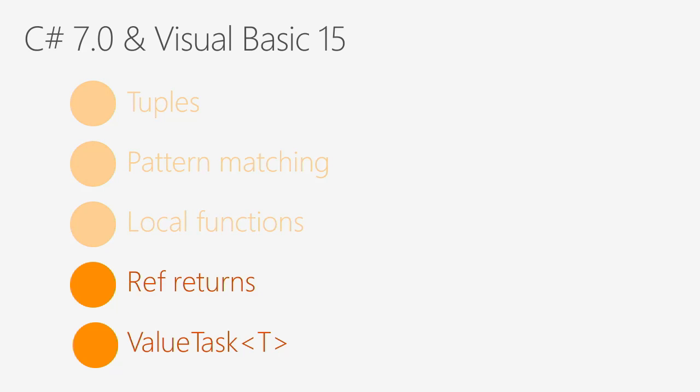All right, so the last 2 features, ref returns and ValueTask<T>, you can ignore these unless you are actively measuring the number of allocations you make. And if you're actually measuring the amount of time you spend in GC, then these are 2 features that are really going to help you with your performance.